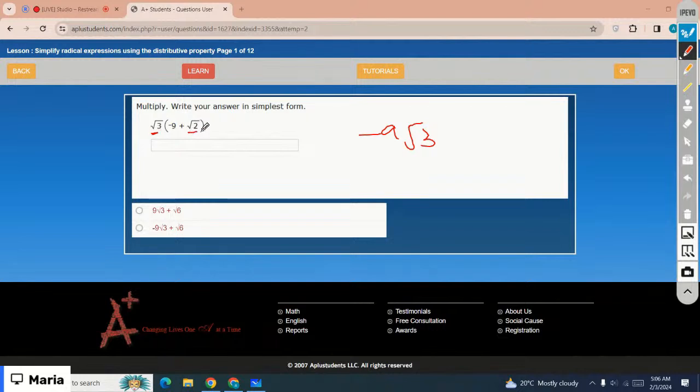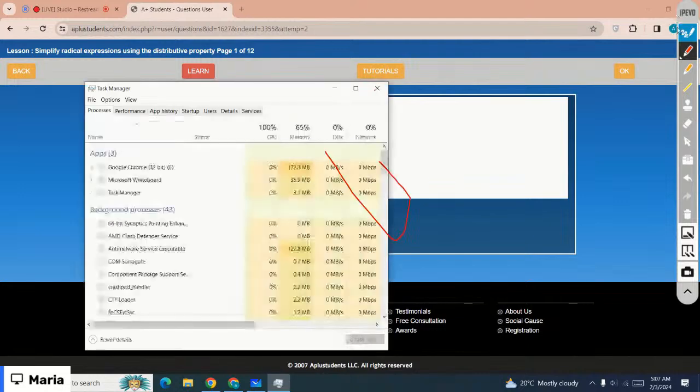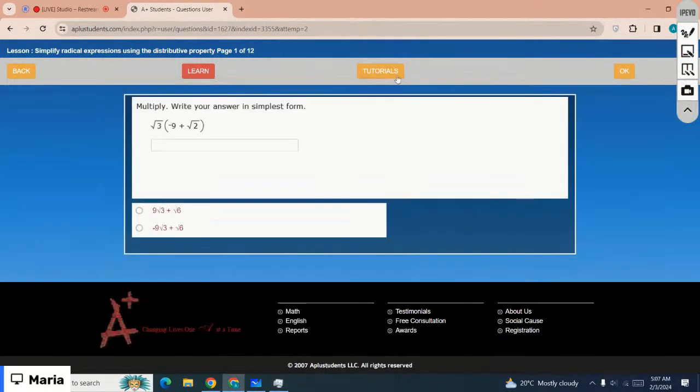Then you have to multiply square root 3 and square root 2. You can write them in the same square root, like this, 3 times 2. So that is negative 9 square root 3 plus square root 6. So the correct option is option number 2. Got it? That is negative 9 square root 3 plus square root 6.